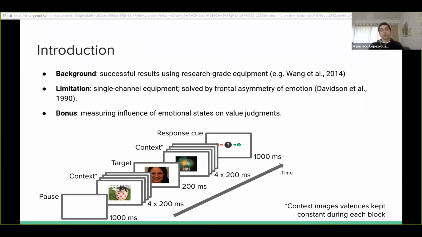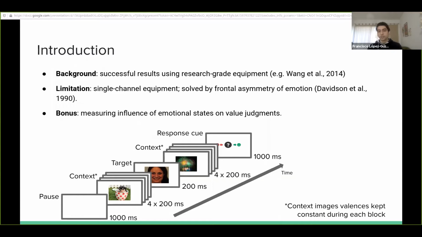So in order to induce these emotional states, we wanted to use visual stimuli images, which we now call context images. But in order to make sure that participants were engaged in the task and that they could concentrate for, say, 20 to 30 minutes, we added an extra, something like a bonus, which is that we measured the influence of emotional states on value judgments.